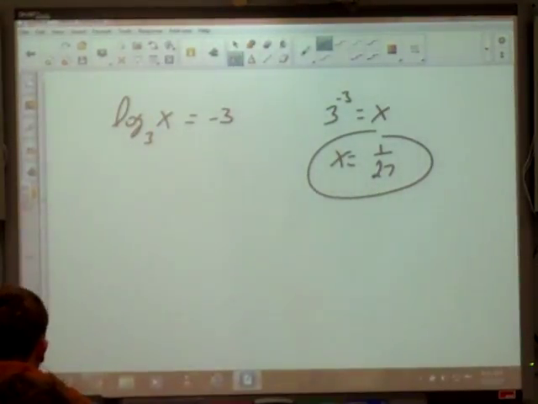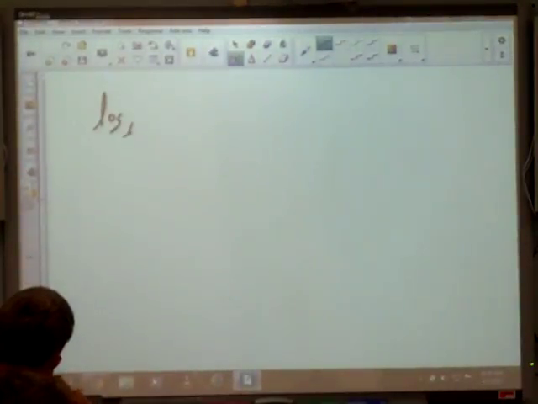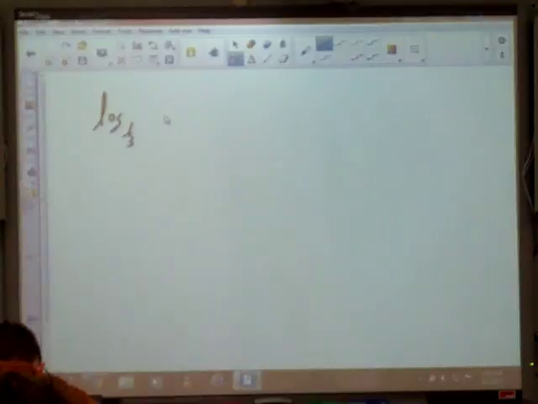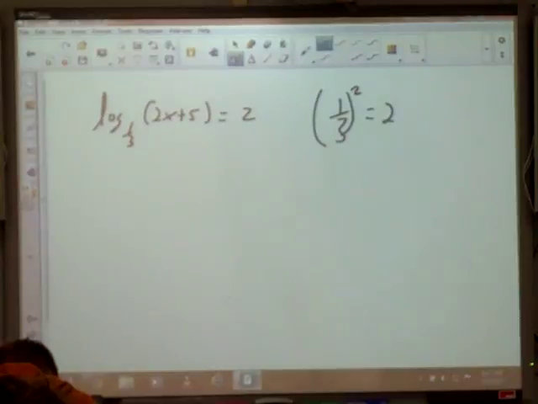Here I've got log base 1/3 of 2x plus 5 is equal to 2. Alright, so rewrite that in exponential form. How would I read that in exponential form? 1/3... Very good. Girls over there have got that down good.